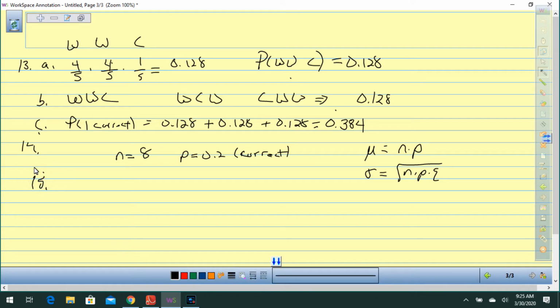So number 15, find the probability that the number of correct answers is exactly 7. Find the probability. So probability of 7 correct. Now, there's a couple ways. We can do this by hand or we can use a calculator. To do it by hand, we would have to figure out how many different ways you could get 7 correct answers. Okay, and you're going to find out it's a bunch.